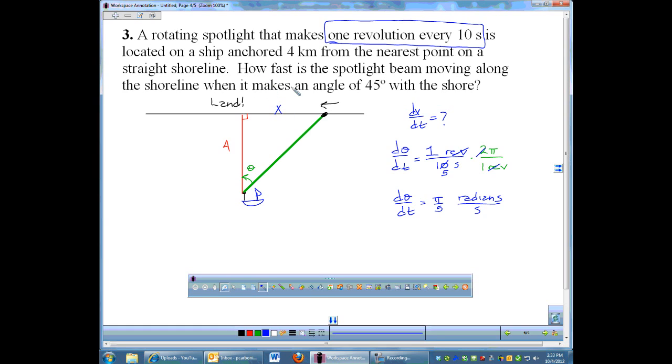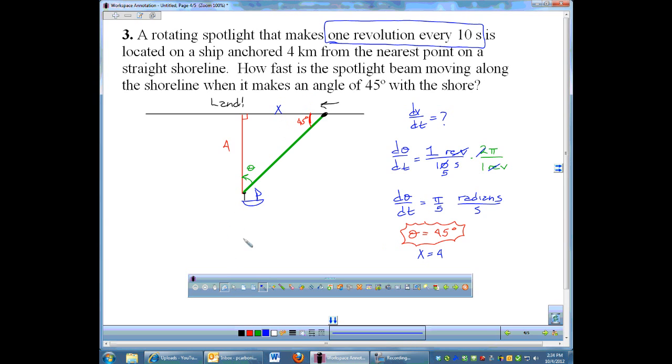Let's see, let's keep going here. If it's looking at a point in time when this angle is 45, so we're looking at a point in time when that angle is 45, now that's going to change. But if that angle is 45, then theta would also be 45. So we're looking at a point in time when angle theta is 45. Not always true, but true for a split second. And if theta is 45, then we have an isosceles triangle, so I know that x would also be 4, because it's going to be the same length as the distance from the shoreline. So x is also going to be 4.